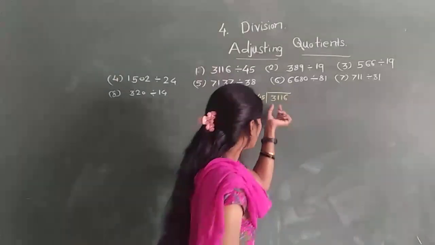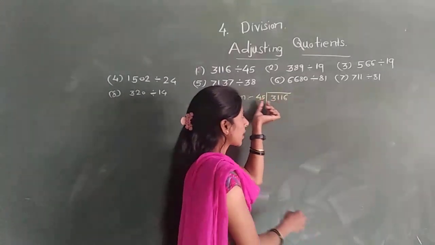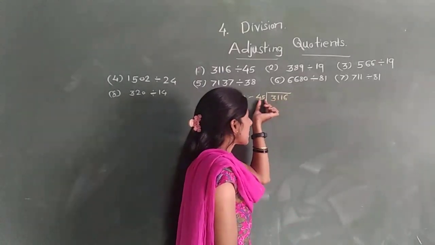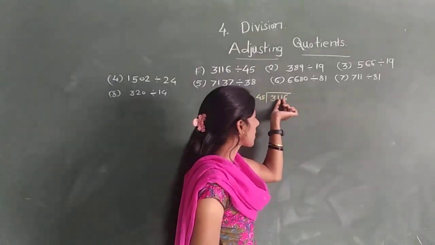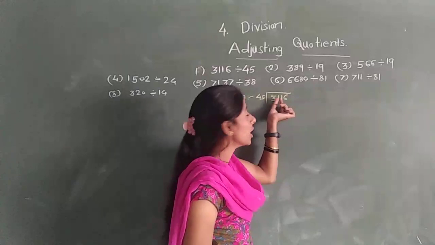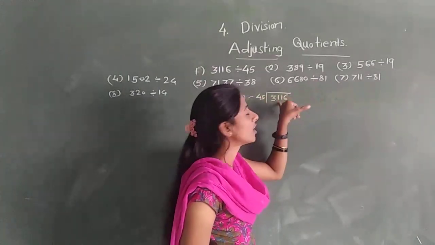Where to start? Here 31 is a 2-digit number and 45 is a 2-digit number. Okay, so 31 is less than 45, which means there are not enough hundreds places. So go to the tens place, that is 311.